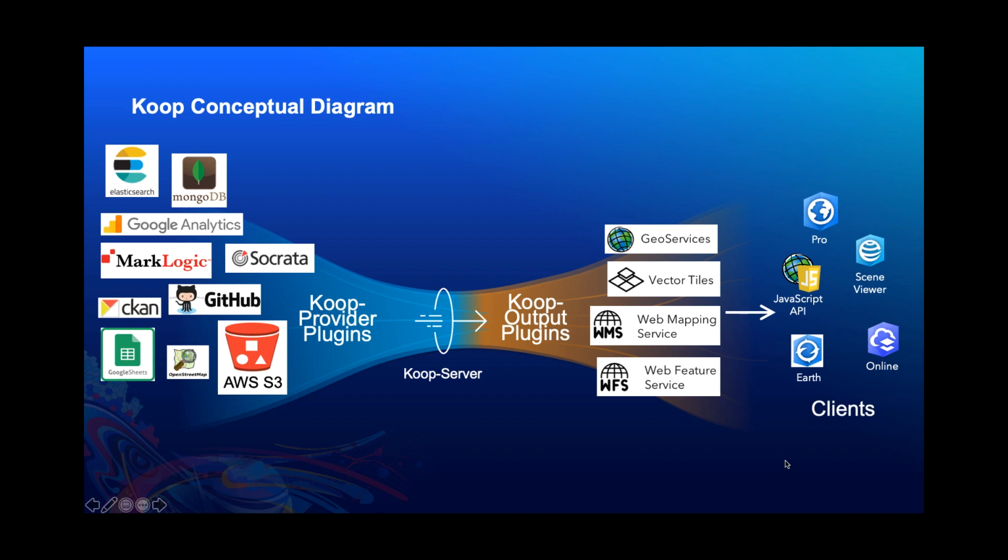It's important to note that this is just a conceptual diagram and it doesn't fully capture the request and response data flow that occurs in Koop. I would recommend, if you're interested in that level of detail, you can go to my 2020 Dev Summit presentation. I think it's under the same title actually as this one, but it's 2020. And I go into quite a bit of detail about how data flows through plugins internally in Koop.